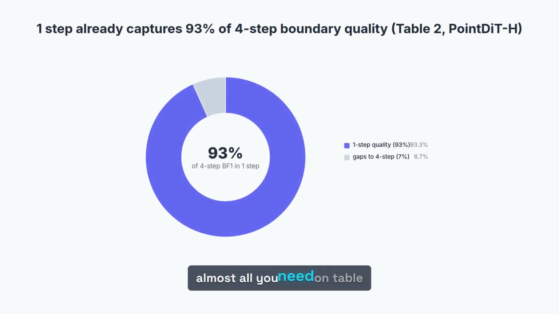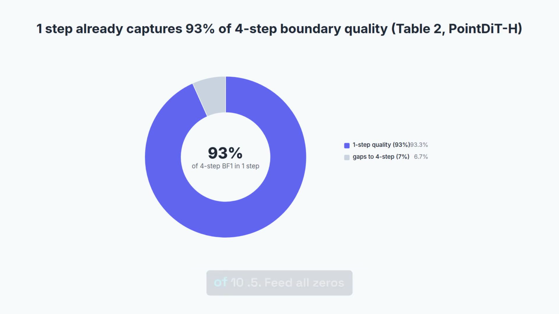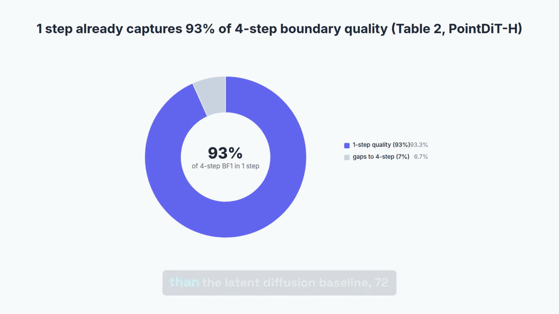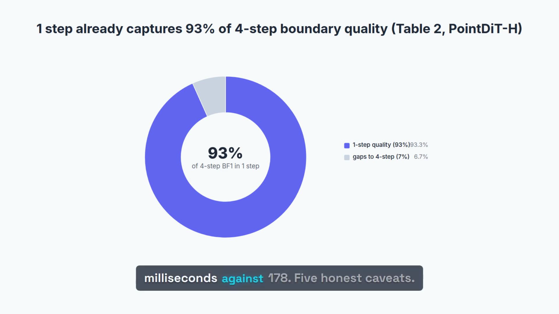One step is almost all you need on table 2. At a single Euler step, PointDiT Heavy reaches a boundary F1 of 9.8, 93% of the 4-step quality of 10.5. Feed all zeros instead of random noise, and it matches. The model has learned a deterministic image to geometry map, not a sampling trick. 16 times faster than the latent diffusion baseline, 72 milliseconds against 178.